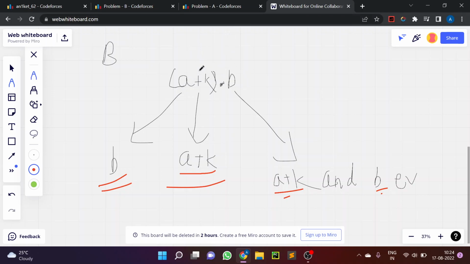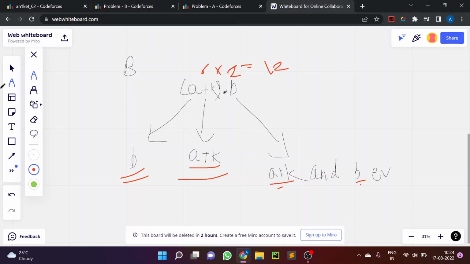means if both the values become even, like let's consider a plus k value becomes 2 and b also becomes 2. 2 into 2 which is 4, it becomes divisible by 4. Any other option can be 6 into 2. Both of them are even but none of them is divisible by 4. So 6 into 2 is 12 and it is definitely divisible by 4. So this is the main logic.